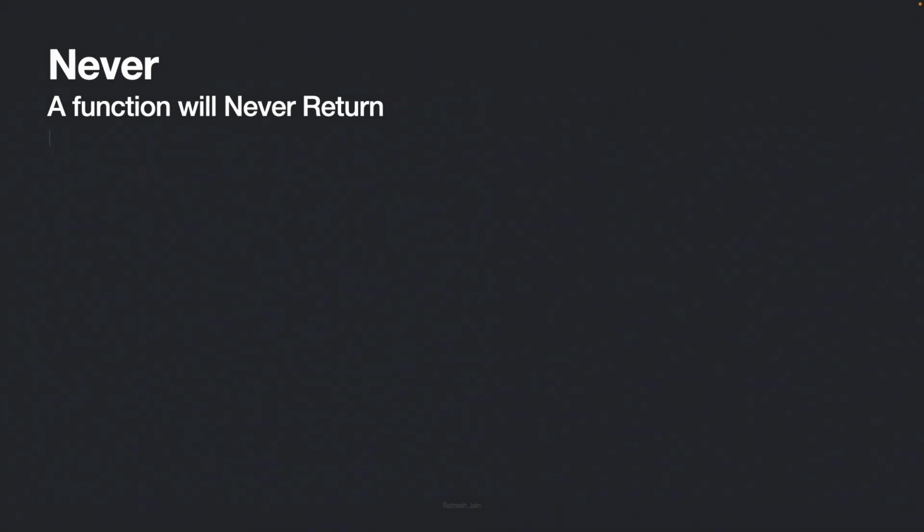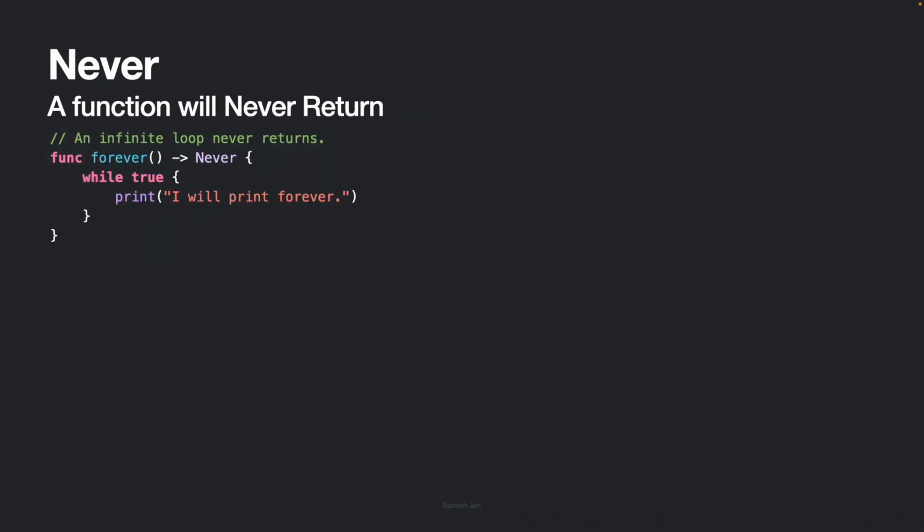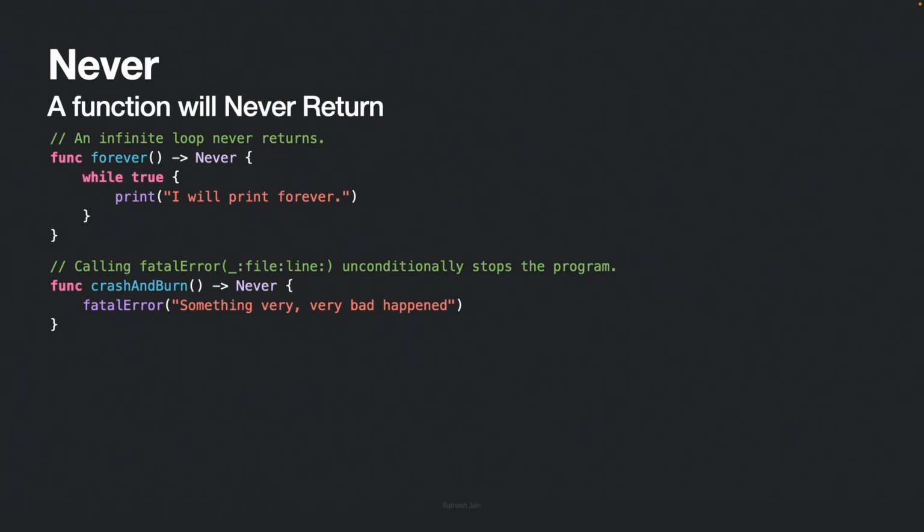The function that returns Never. For example, we have a forever function which has an infinite loop, while true. Whenever we enter this function, we will never return. Another example is the crashAndBurn function, which is calling fatalError. At this point, the program will be terminated, so there is nothing to run, so it will never return from this call.